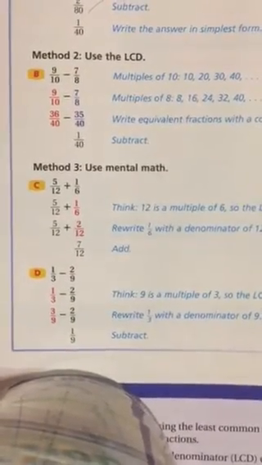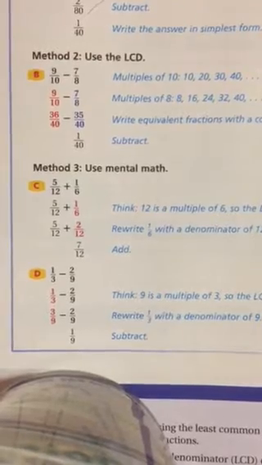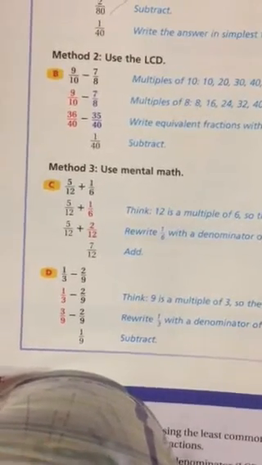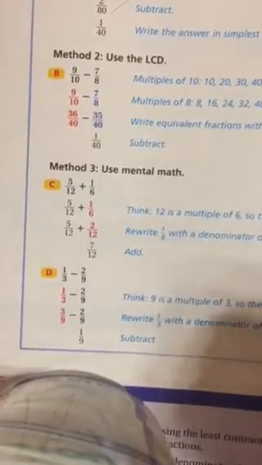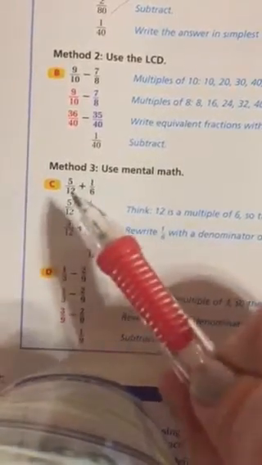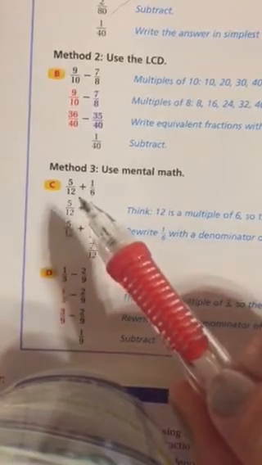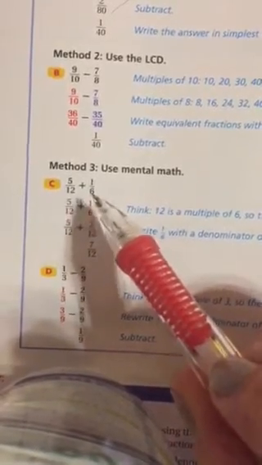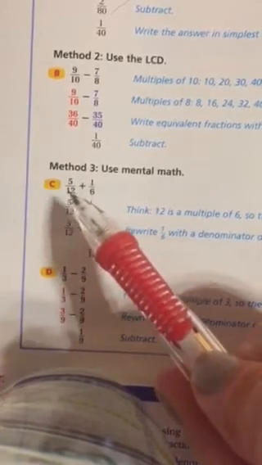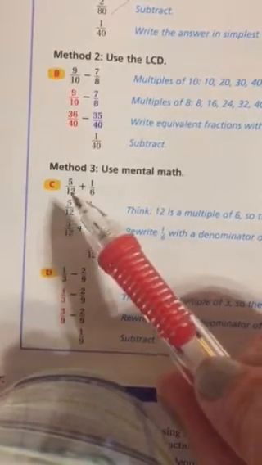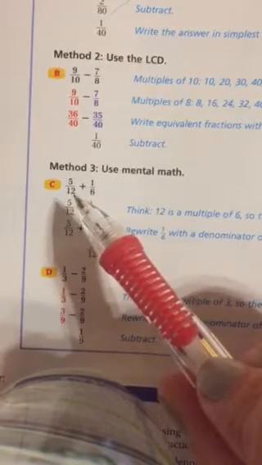This one says use mental math. That's interesting. This one you could do in your head, but it's okay if you need to do it on paper, and you'll get better at the mental math as you go. So what I want you to notice here, and this is something you should always check with fractions: could my least common denominator be one of the denominators that I'm already given? Could 12 be the least common denominator?